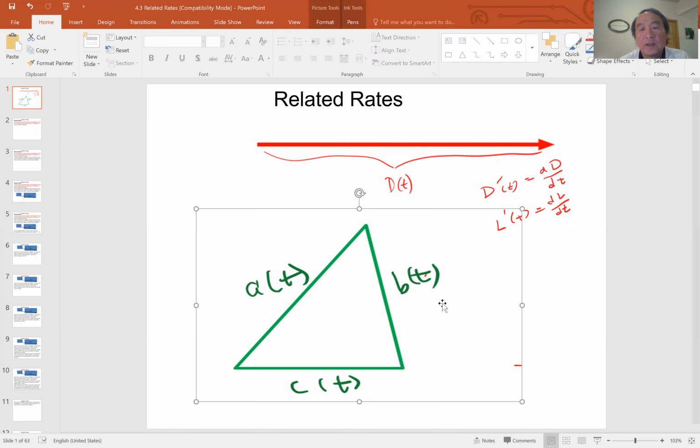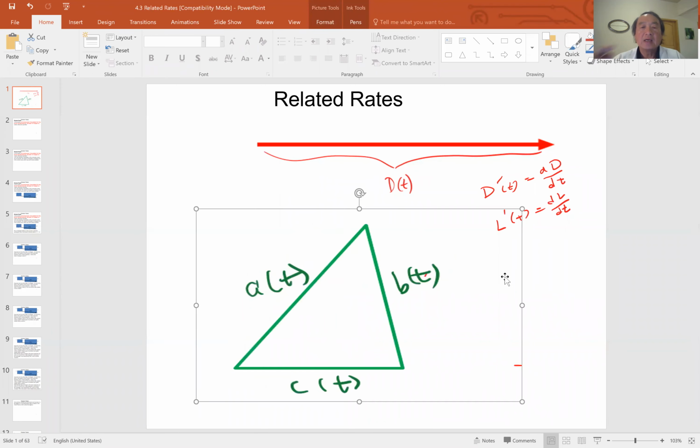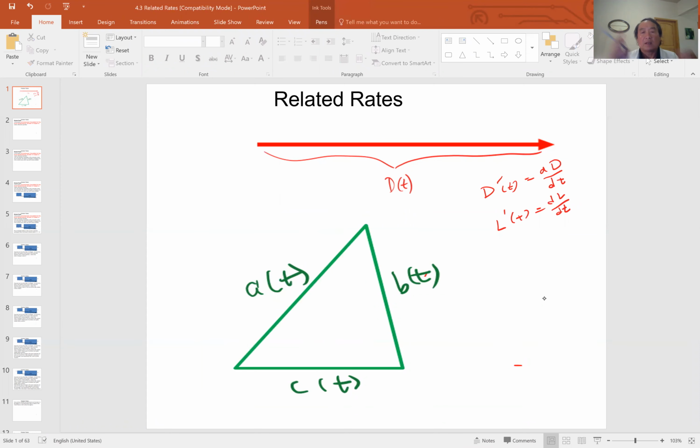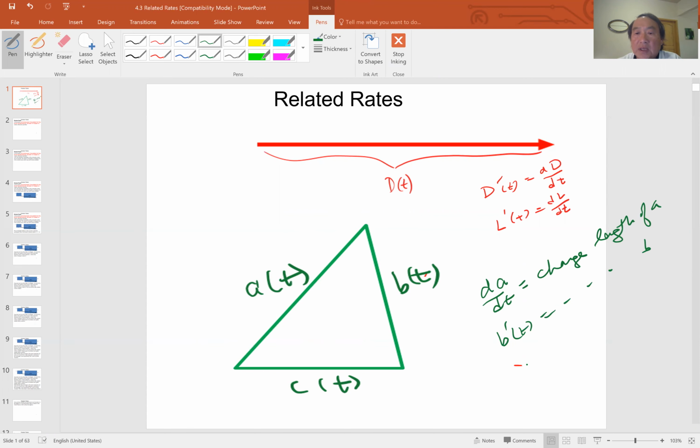The same thing, for instance, with this triangle over here. If I were to reshape these right triangles in some size, with sides A, B, C, the lengths will be different, and they will change accordingly. So dA dt will be the change in the length of side A. Similarly, B prime of t will be the change in the length of B, and C prime of t will be the change in the length of C.